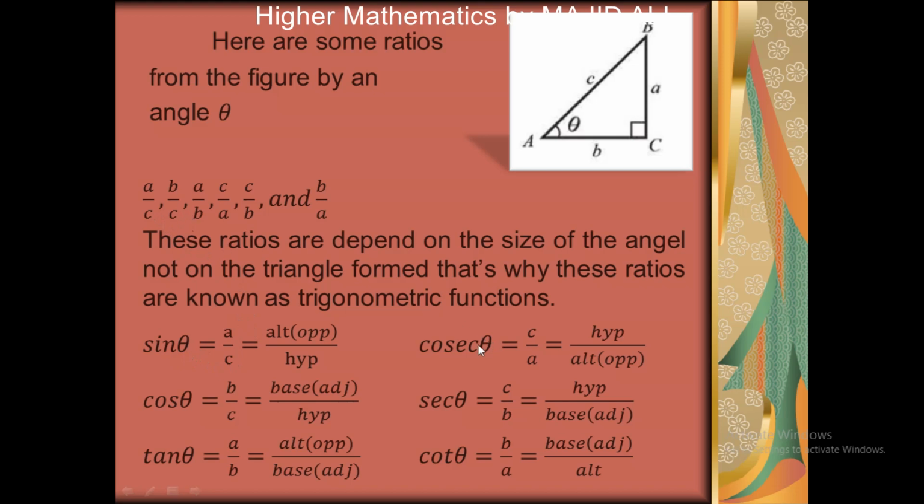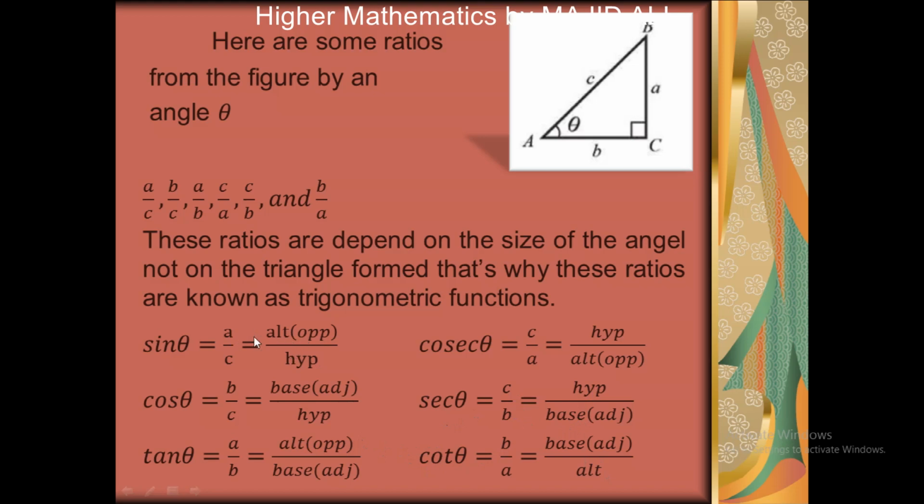The second ratio, B over C, is known as cos theta. Third is A over B, which is known as tangent theta. The fourth ratio is C over A, the reciprocal of A over C, which is known as cosecant theta. The fifth ratio is the reciprocal of B over C, which is known as secant theta: C over B, hypotenuse over base. And the last is the reciprocal of the tangent, cot theta: B over A, base over altitude.